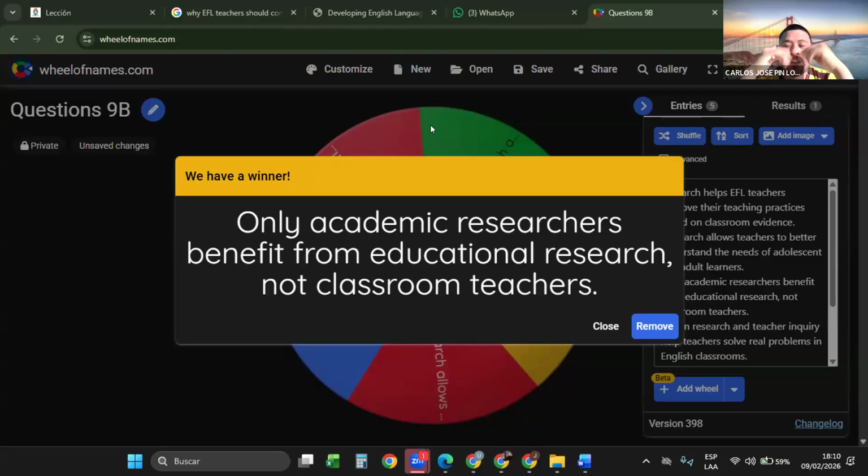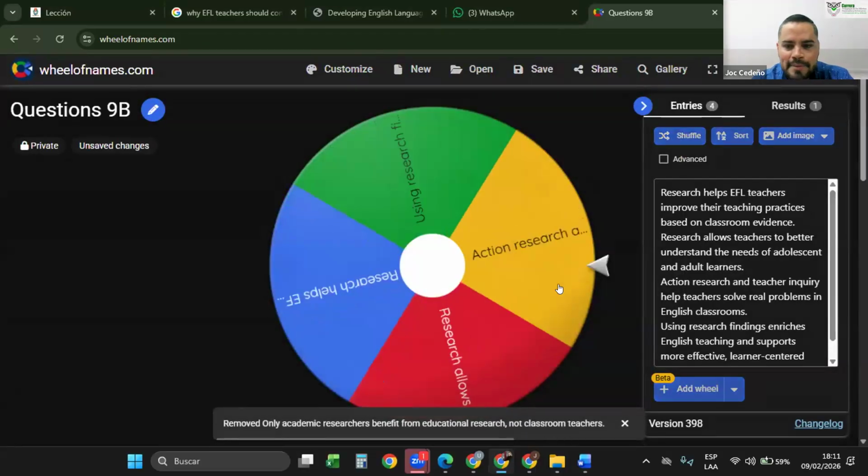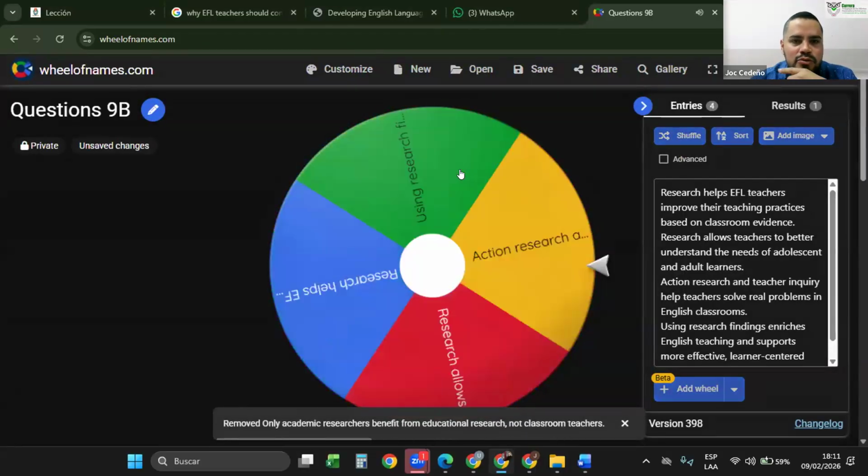Because educational research does not only benefit academic researchers, a classroom teacher also benefits directly when they conduct or use research, because it helps them improve their teaching strategies. Thank you, Carlos. Yes. So it doesn't only benefit academic researchers, but also teachers, students, and even the teaching process. Okay, very good. Remember, you need to mark true or false.